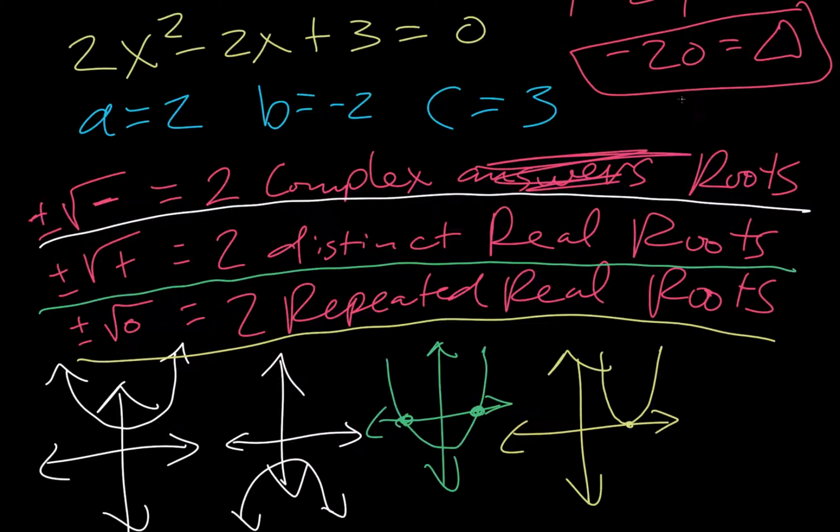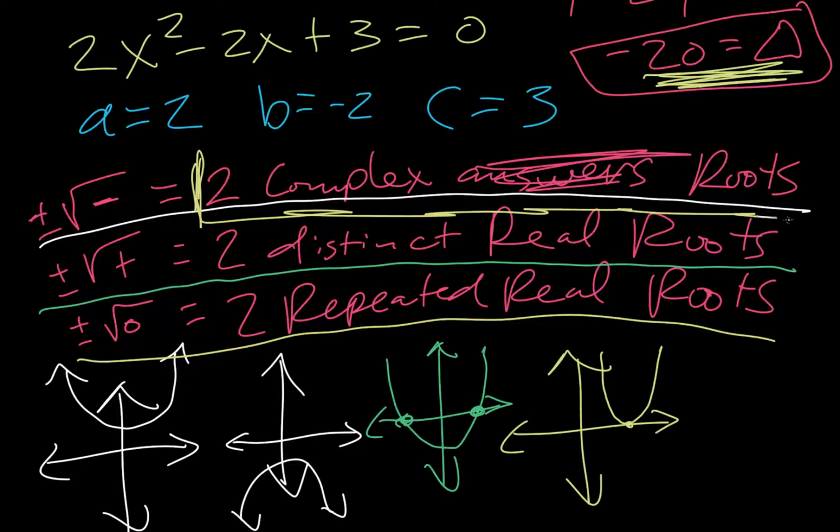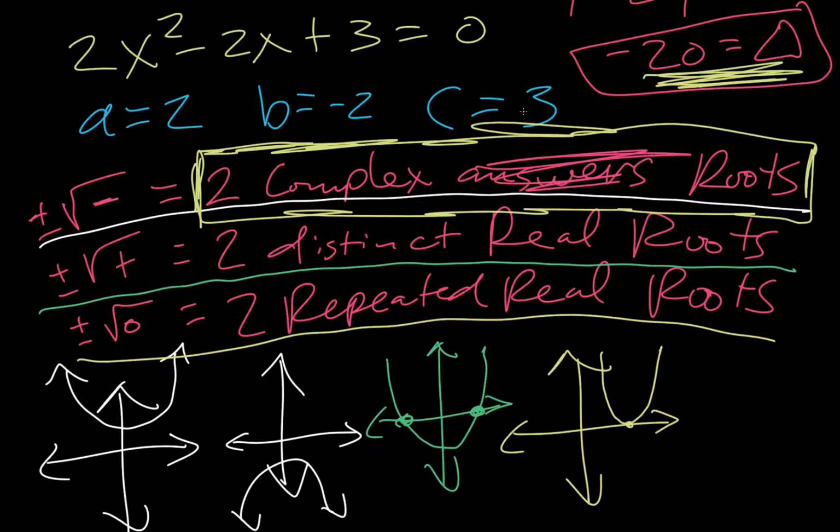Okay, now going back to the question, we have almost our answer right here, but our discriminant is negative. And so that's this first case that's underlined in white. And so the answer to this one is just going to be 2 complex roots. So when it asks for the nature of the roots, it's asking for that sentence right there. Okay? All right, let's move on to part B for this one.